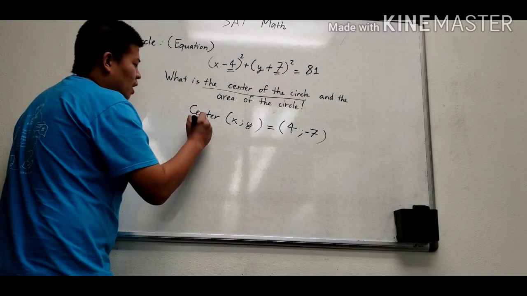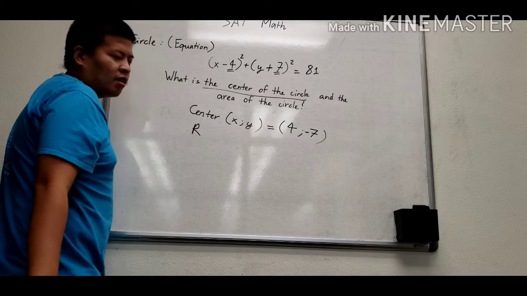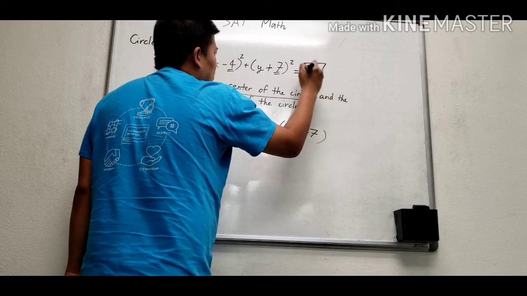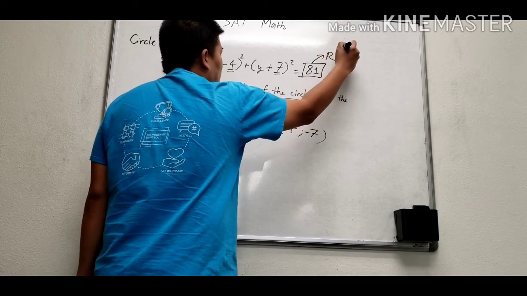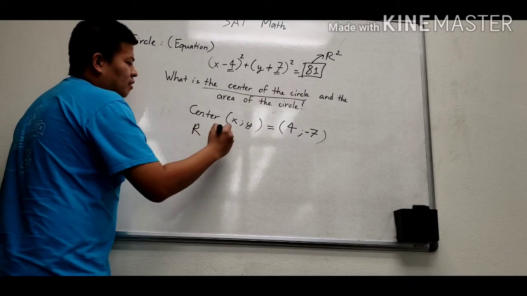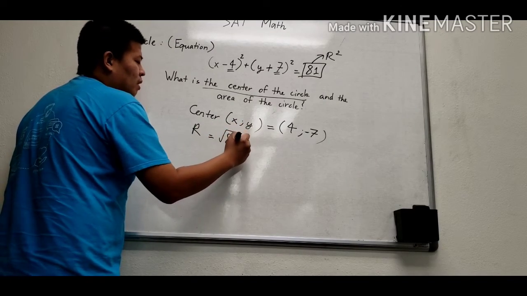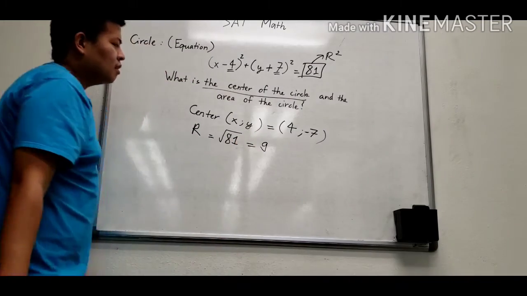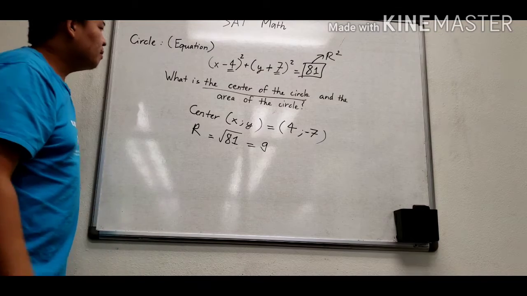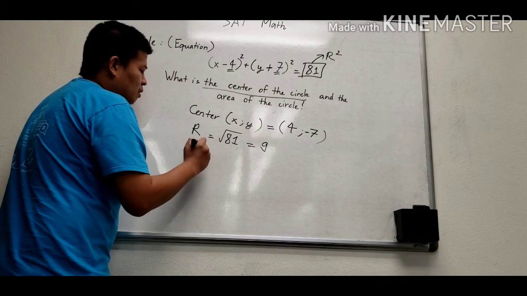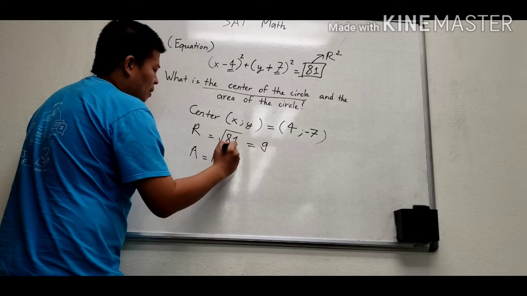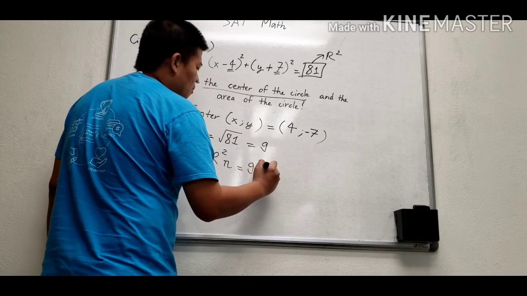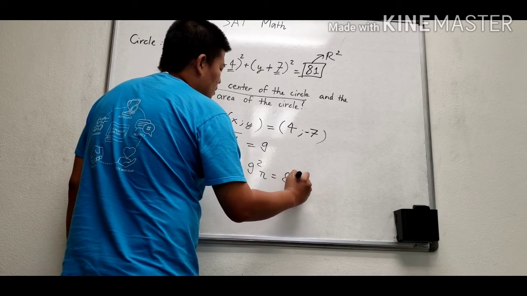Now we need to find the R, because the question asks about the area of the circle. This number is R power 2. To get the R, you need to do the square root of 81, and you get 9. This is the first step. The next step is the area of the circle. It's R power 2 times pi. R power 2 is 9 power 2 times pi, so it's 81 pi.